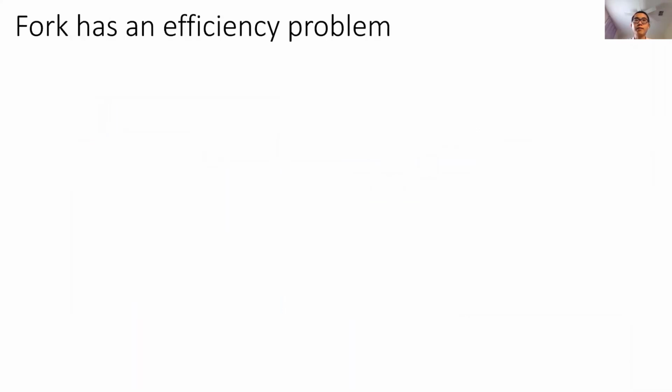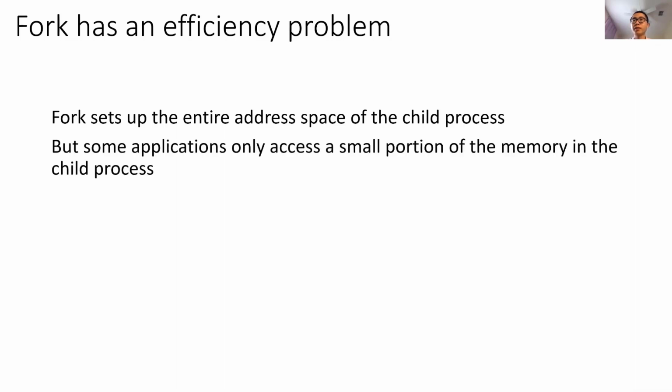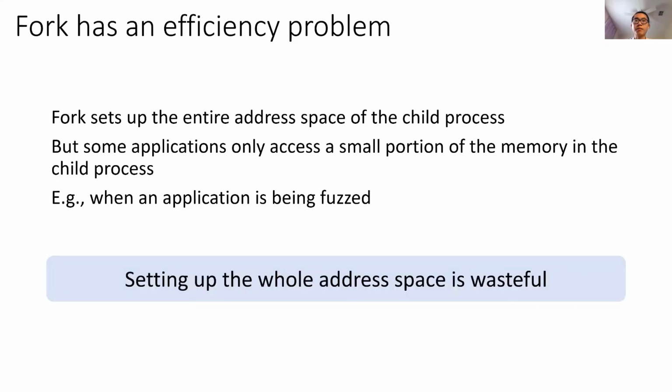Fork also has an efficiency problem. During the fork system call, the entire address space of the child process is set up, but some applications only access a small portion of the memory in the child process. For example, when an application is being fuzzed, most of the input will exercise the application's error paths, and executions will mostly be short-lived. As a result, most of the work of setting up the address space of the child process will be wasted.